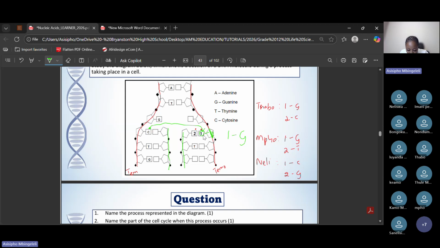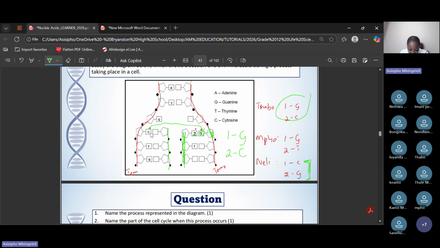Now this becomes easy for us. If 1 is G, this strand over here is made up of DNA nucleotides that are going to complement the exposed bases in the template strands. So if 1 is G, G pairs with C, which will be base 2, meaning base 2 is C. Only one option is correct here. So I know exactly what happened here. Nelly, I know what happened here.